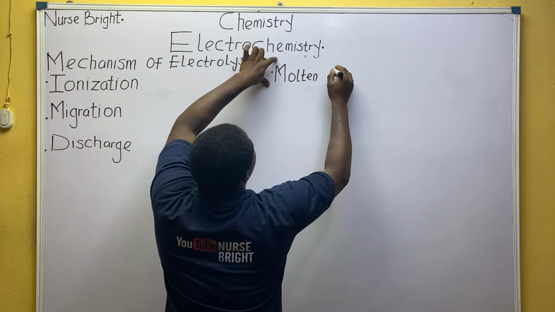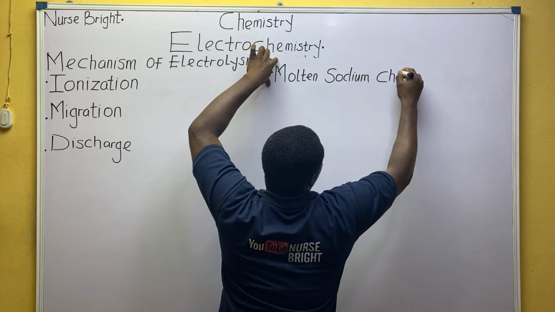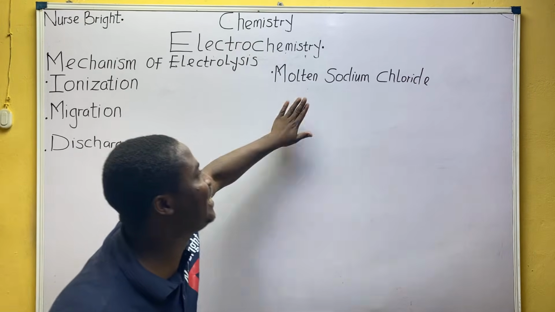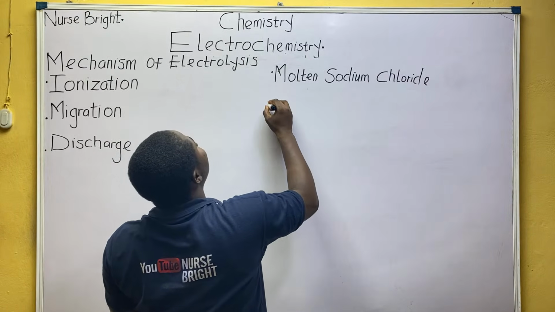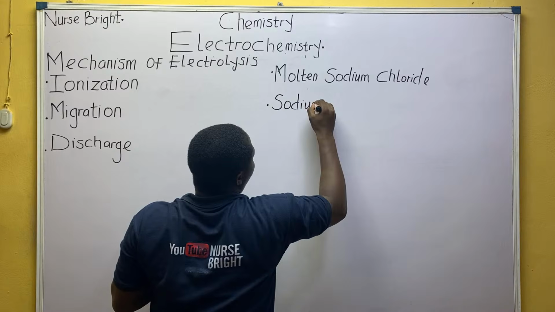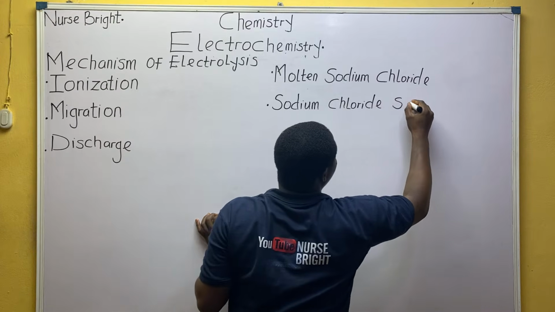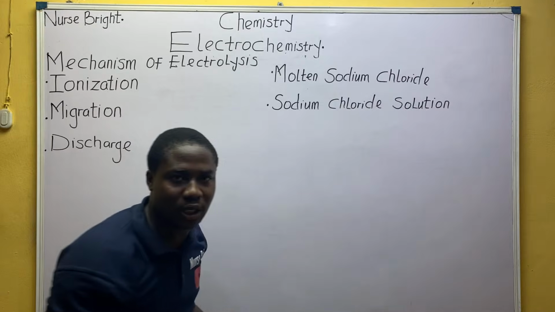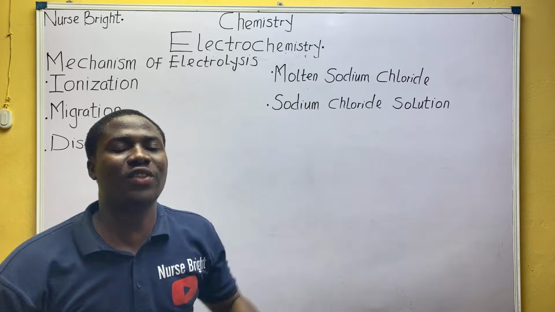Class, listen, molten sodium and chloride. What does this mean? Hold on. And you saw another form of a compound like this. That compound is still sodium chloride though, but this time around, they did not add molten to the name. They just called it sodium chloride solution. Solution was at the end of the name.